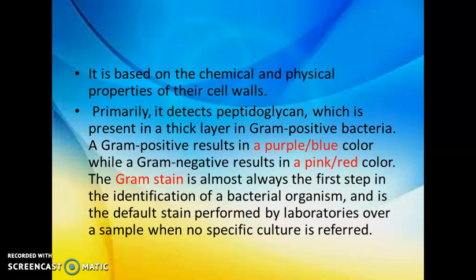It is mainly based on the physical as well as the chemical properties of their cell walls. Primarily, it detects peptidoglycan, which is present as a thick layer in gram-positive bacteria. The crystal violet primary stain detects the peptidoglycan layer. Gram-positive bacteria result in a purple or blue color, while gram-negative results in a pink color.